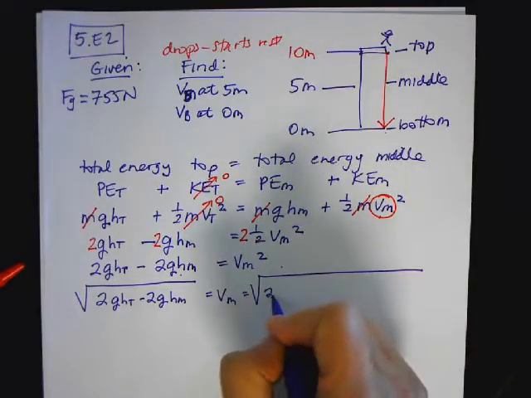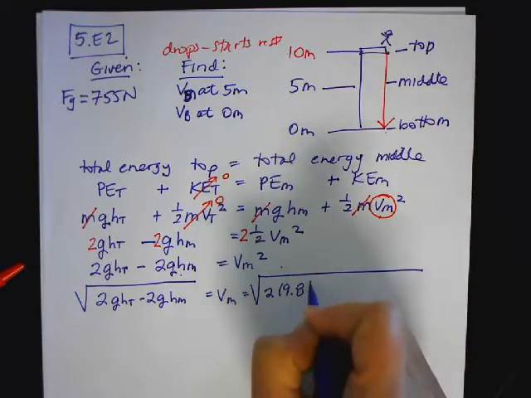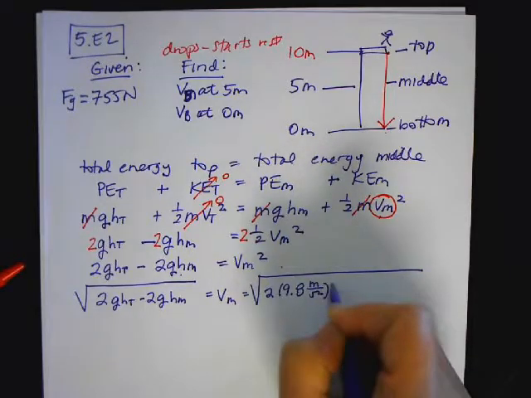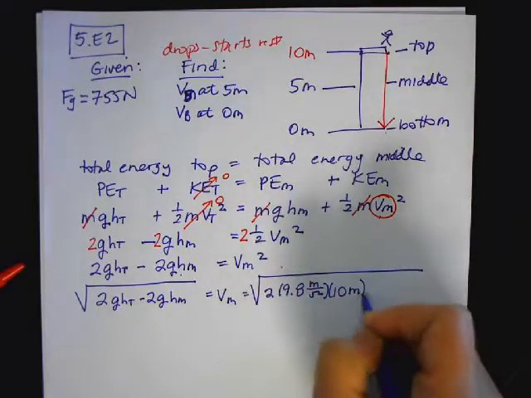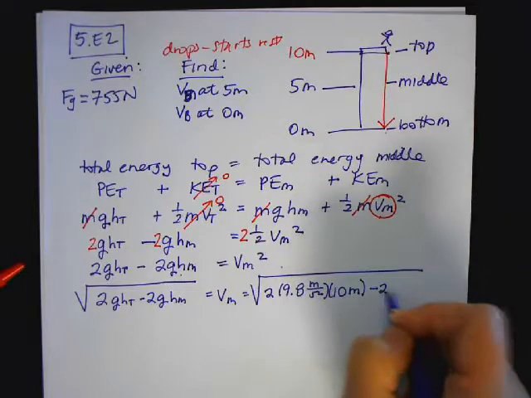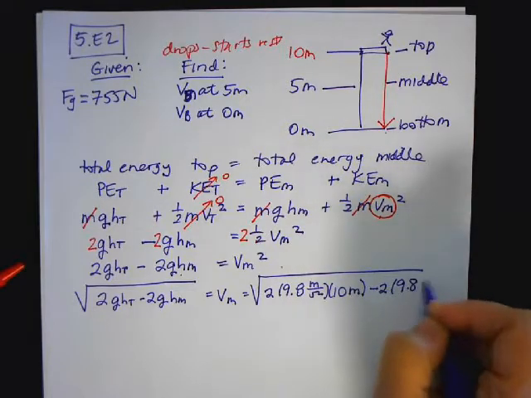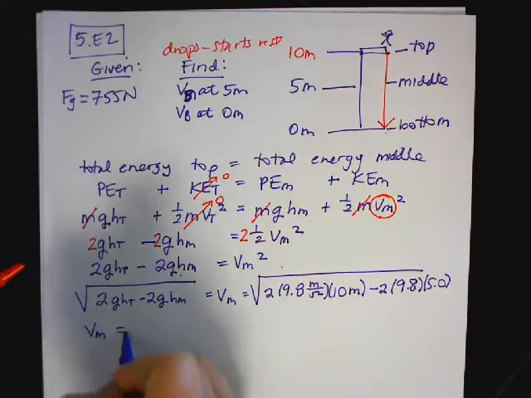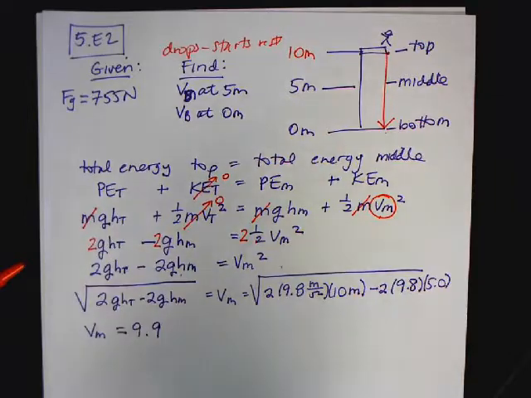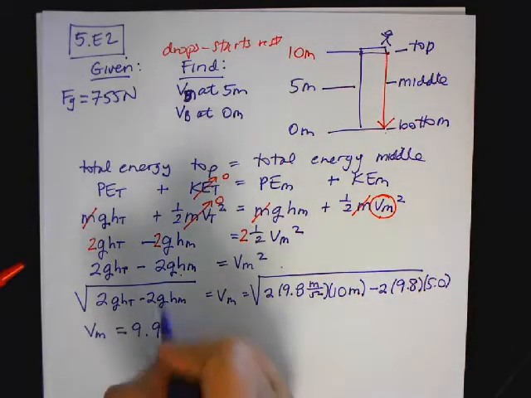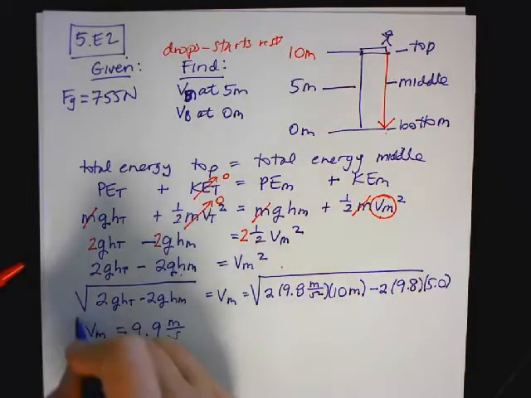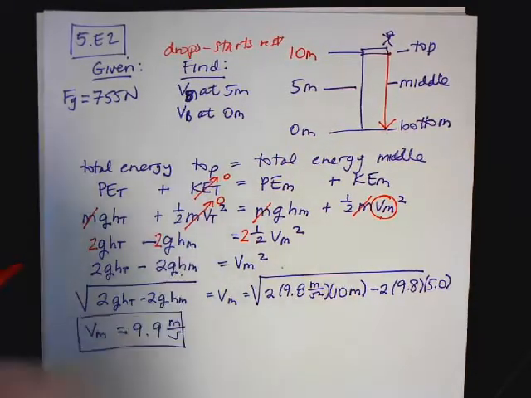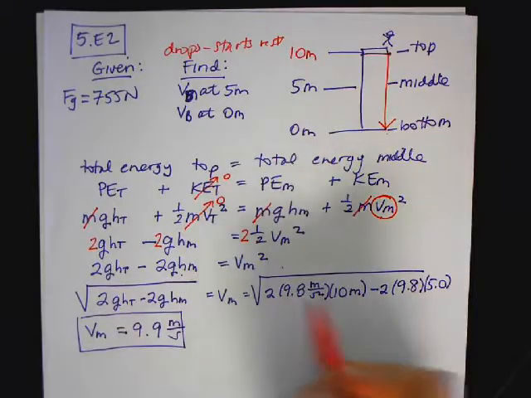So I have 2 times 9.8 meters per second squared times 10 meters minus 2 times 9.8 times 5 meters. So when I do all that on my calculator, Vm comes out to be 9.9. Now remember, with physics, you have a foolproof way to check your work every time. Now for velocity, it's supposed to be meters per second, but I need to check and make sure I didn't make an algebra mistake. So I'm going to look at my units.